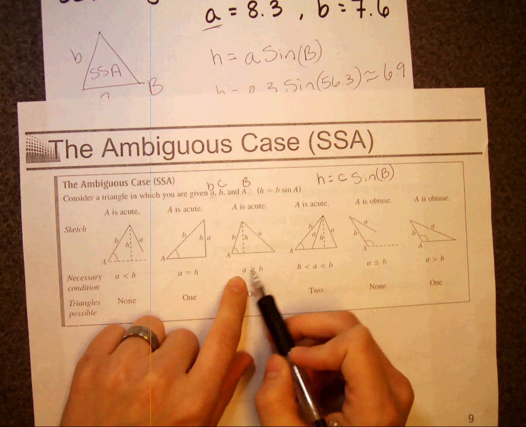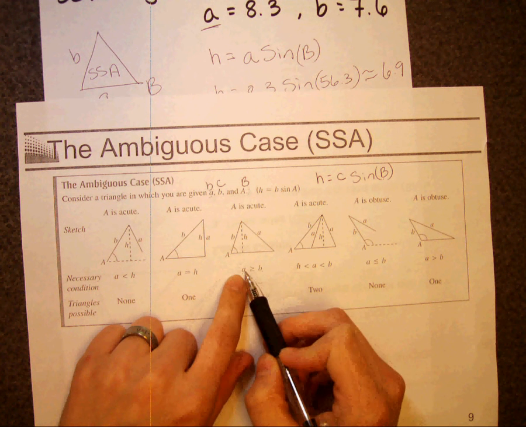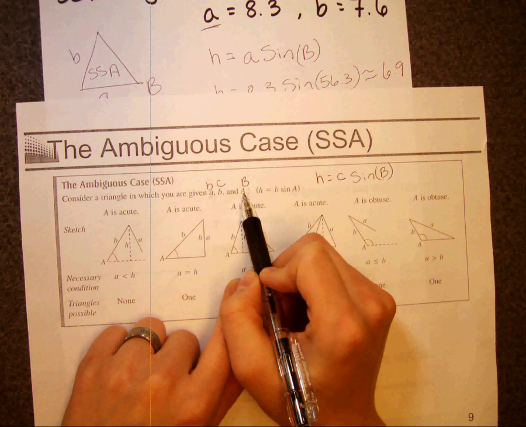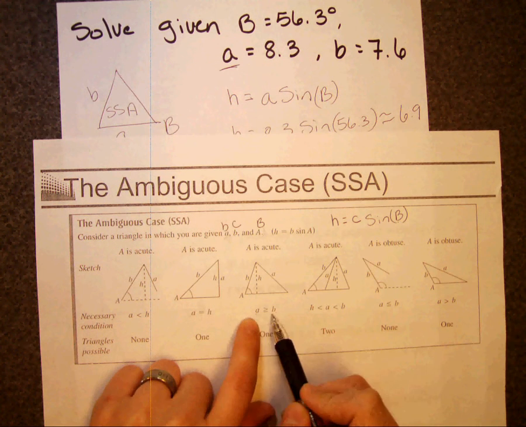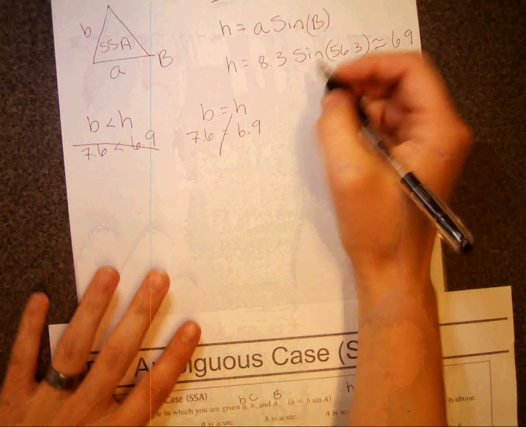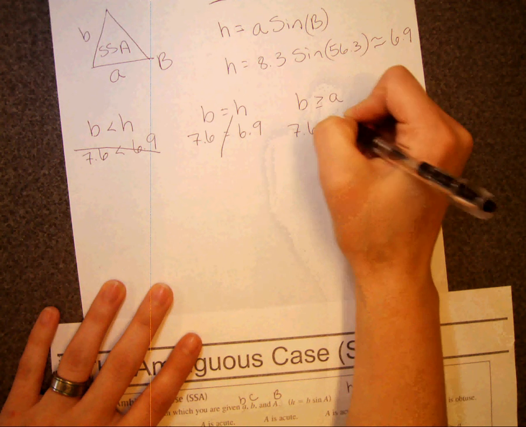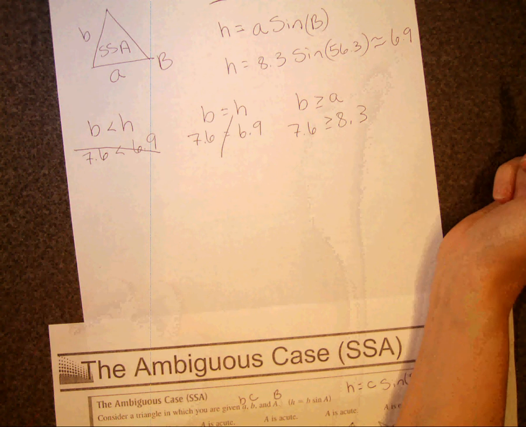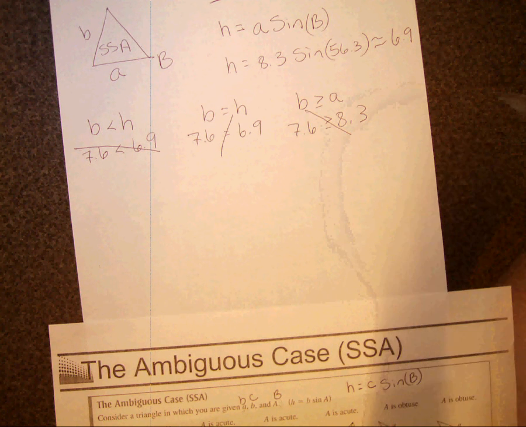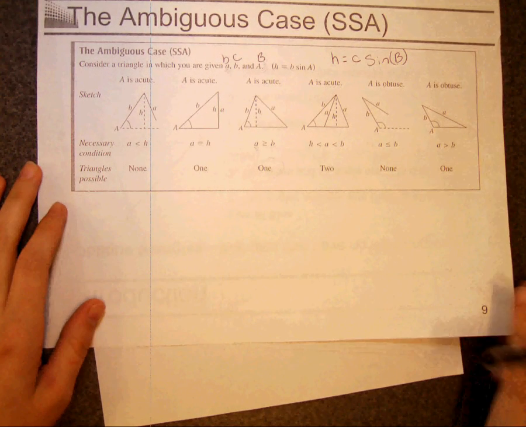And it's asking me, is B greater than or equal to A, right? A is the side that corresponds to the given angle. I'm given angle B. So this would be B greater than or equal to A. So is B greater than or equal to A? B is 7.6. A is 8.3. This is definitely not the case. 7.6 is not greater than 8.3. And so most likely it is the fourth case, but we're going to check it legitimately just to be sure.